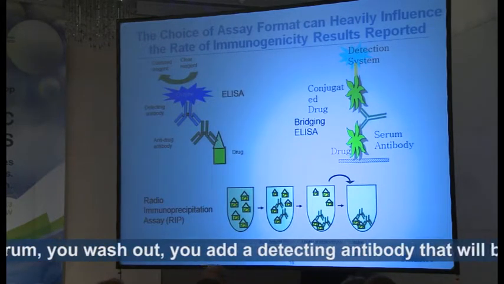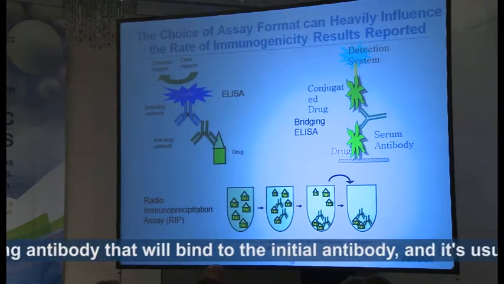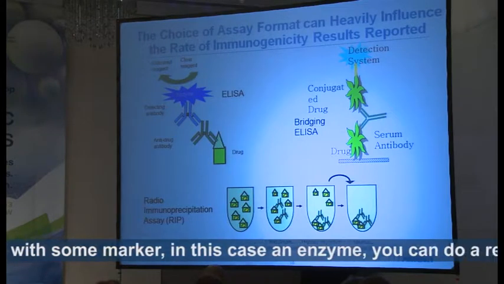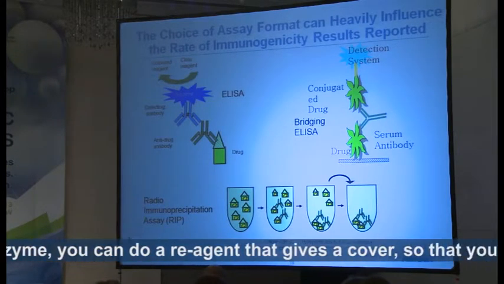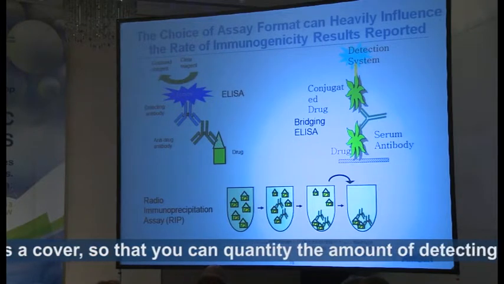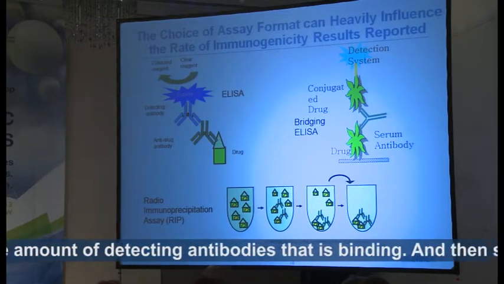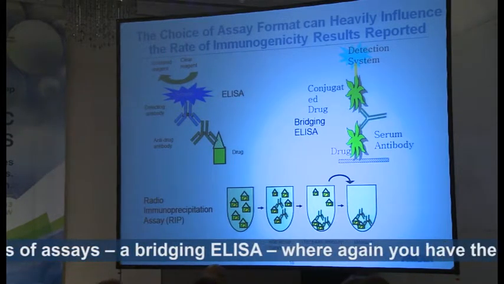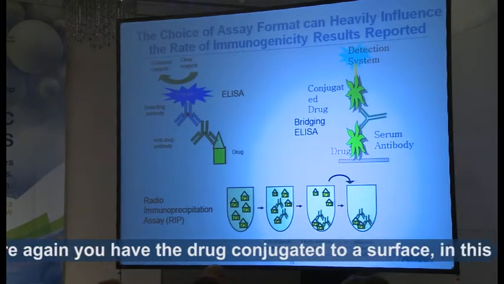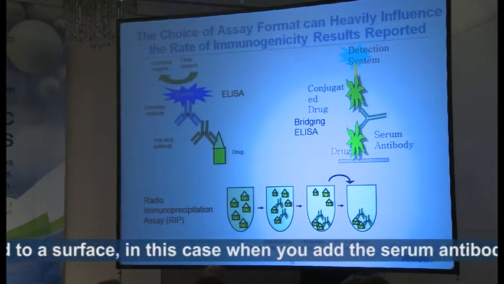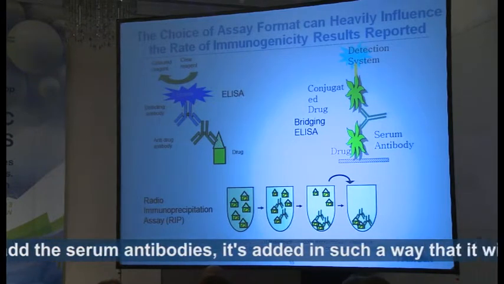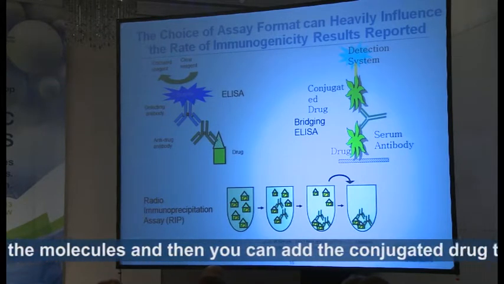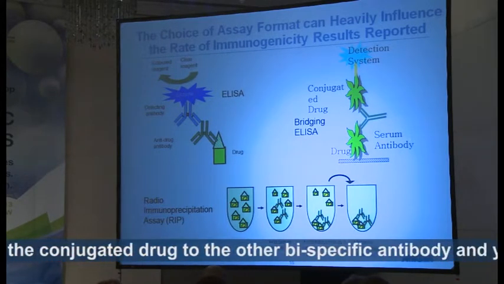so that you can quantitate the amount of detecting antibody that's binding. A similar type of assay is a bridging ELISA, where you have the drug conjugated to a surface, but in this case, when you add the serum antibodies, it's added in such a way that it will only bind to one of the molecules, and then you can add the conjugated drug to the other arm of the bispecific antibody, and you can then use a detection system. The third assay that I'm describing here is a radioimmunoprecipitation assay, where you radiolabel the drug, add the serum sample, let it incubate for a while, precipitate the antibody-bound drug, and then measure the radioactivity in the pellet.